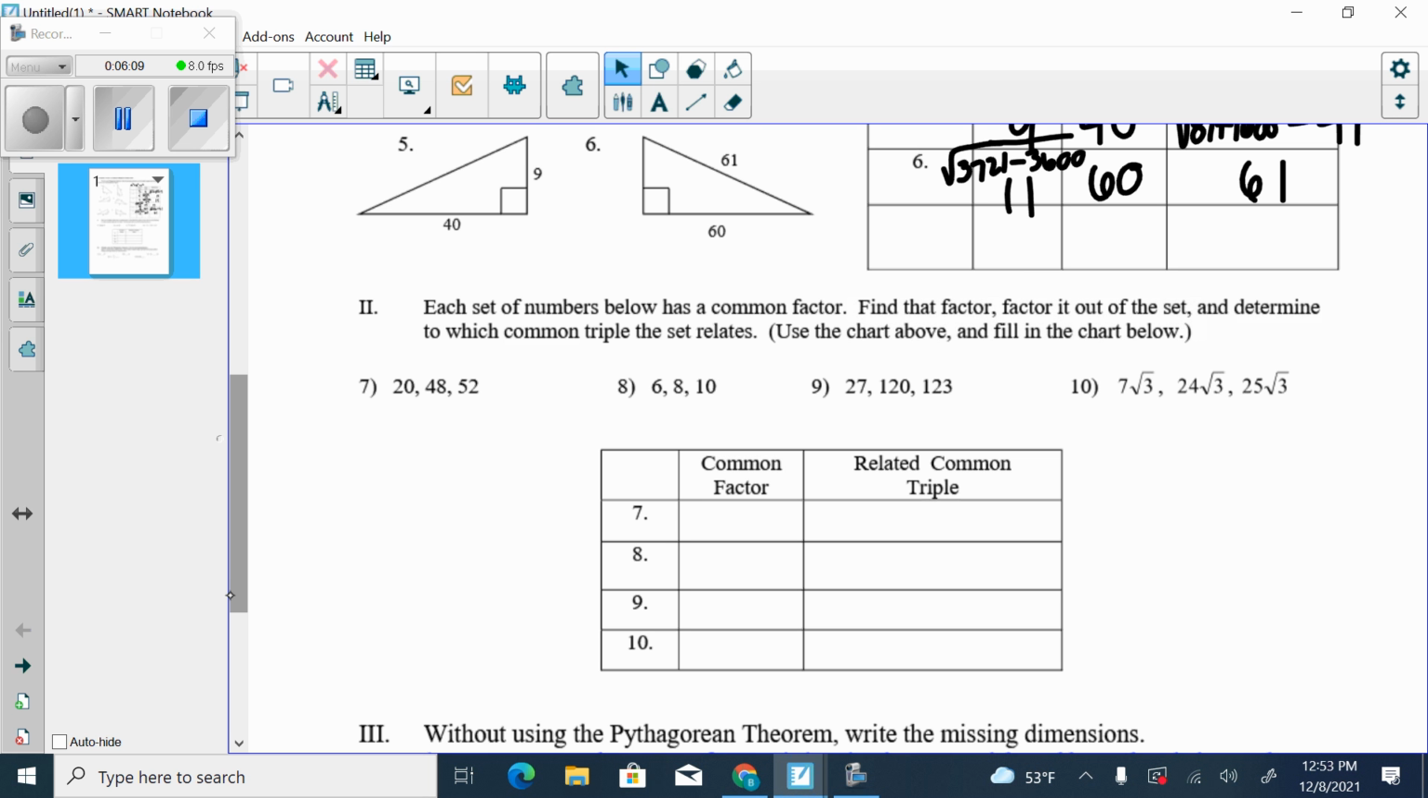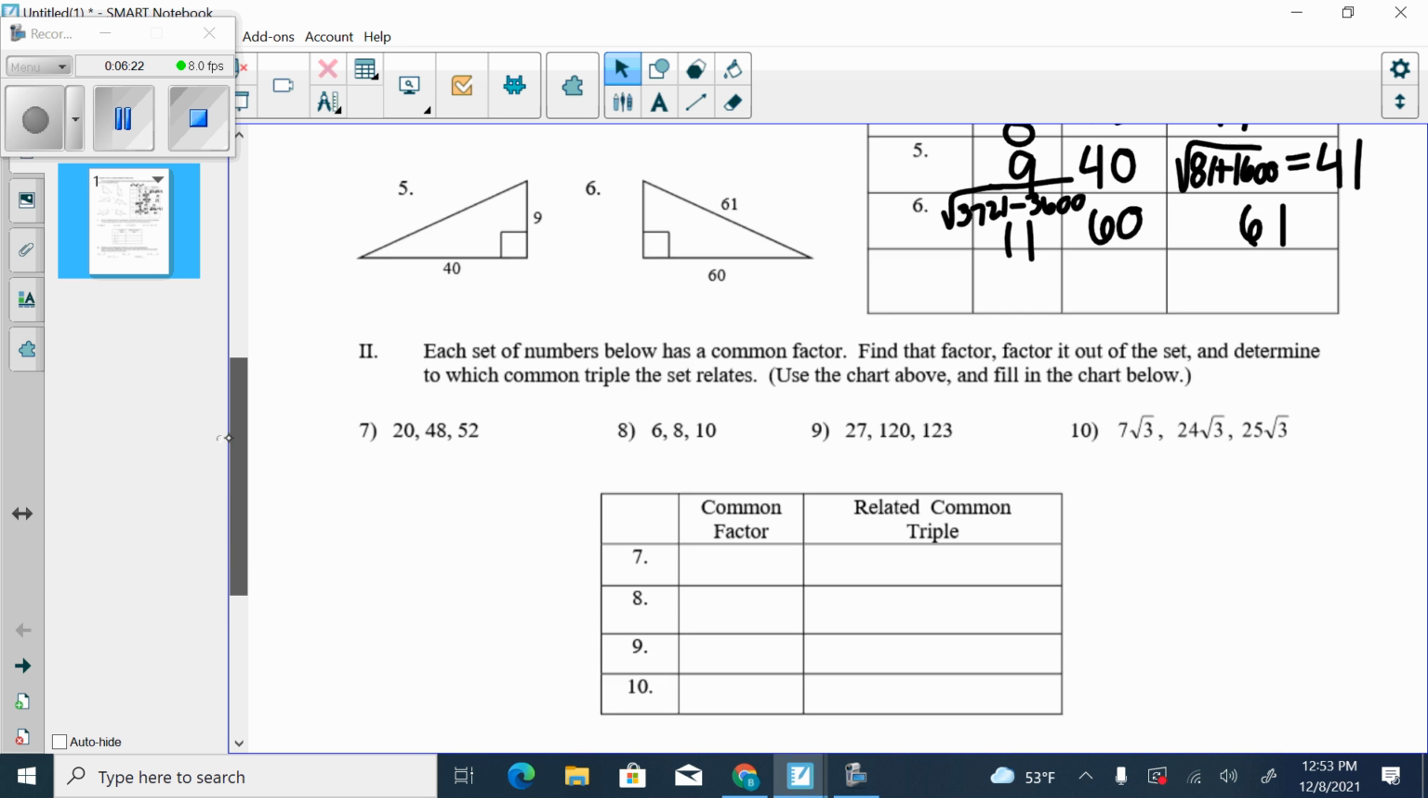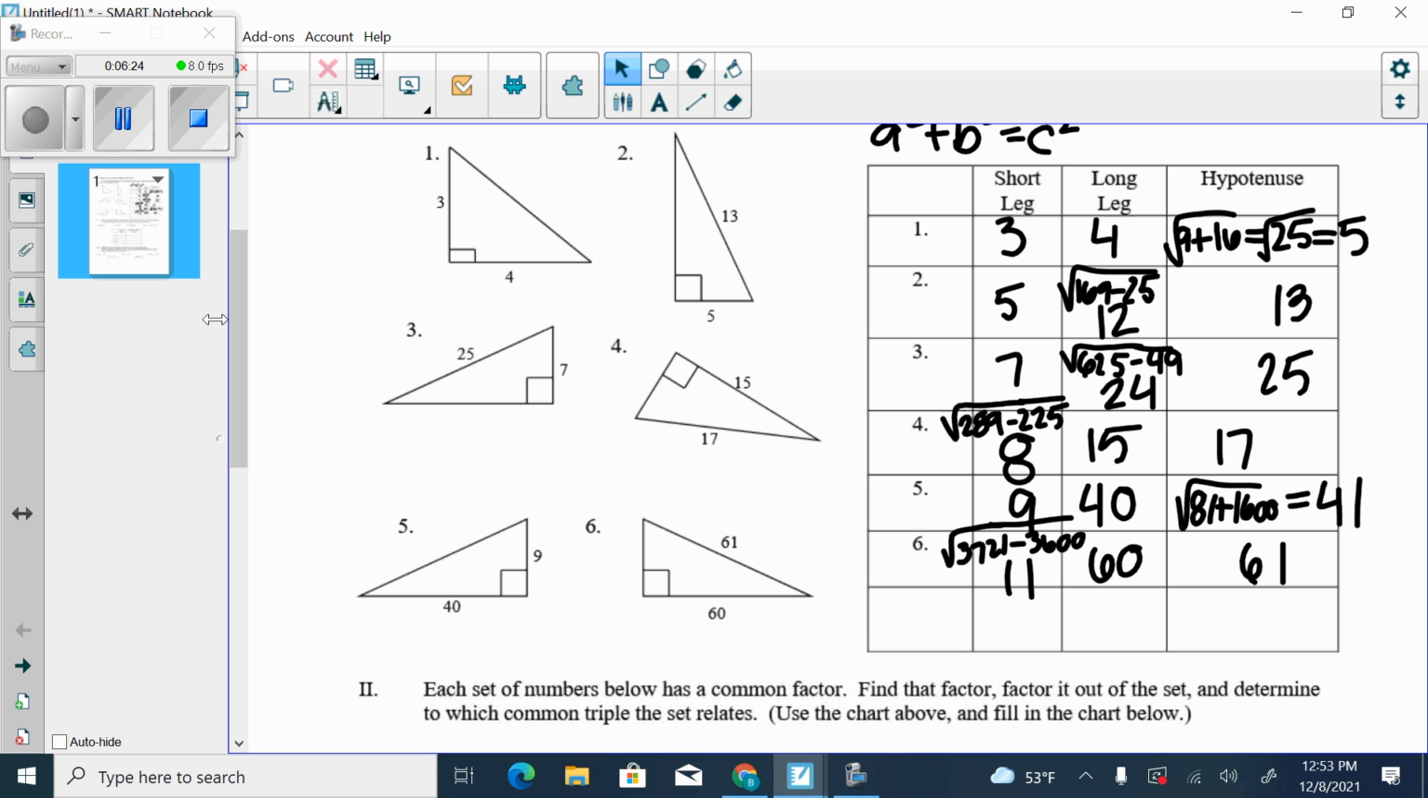Find that factor and factor it out of your set so that you can determine which common Pythagorean triple those 3 sides make. Okay? So, some of the common ones are the ones we already dealt with over here. These are ones that it may be worth memorizing because if you have them memorized, it cuts out a whole step of having to do Pythagorean theorem for whatever it is you're going to have to do next.